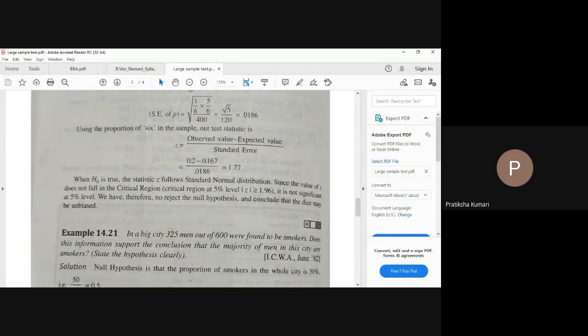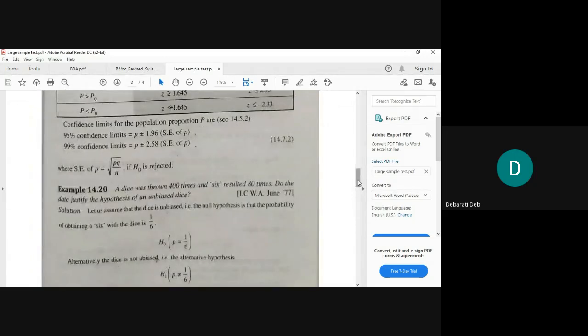Ma'am, since the value of z does not fall in the critical region, we have written that the critical region at 5% level, mod z is greater than equals to 1.96. Therefore, we accept the null hypothesis and conclude that the dice may be unbiased. Okay, very good. This is how you write, okay? These are the lines that you should write.